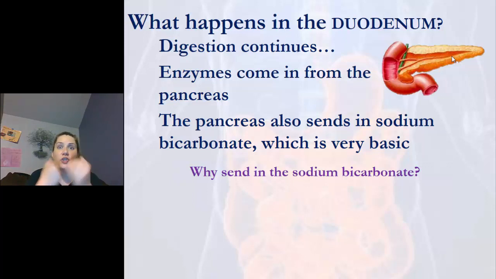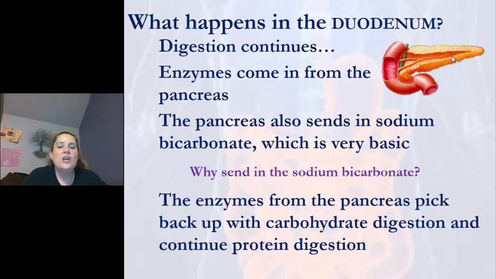Okay, good. We need to neutralize that acidic solution. That acidic chyme that just came out of the stomach now needs to get neutralized. So if we take the acid and the base and we add them together, we now have a neutral environment again. So the enzymes from the pancreas are going to pick back up with carbohydrate digestion, and they're going to continue protein digestion. So we lost carbohydrate digestion in the stomach because the amylase denatured, but now we're back to a neutral environment. Some new enzymes are going to get kicked in there, and they're going to pick up with carb digestion. Also, some different enzymes are going to come in that are going to continue with protein digestion.